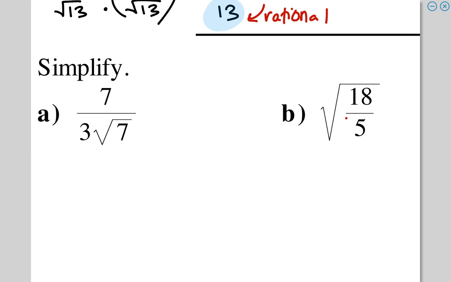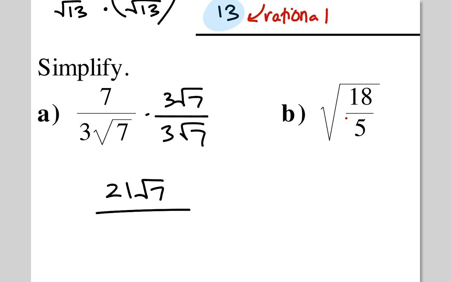All right. A little bit different, but the same. What do we multiply by? 3 root 7 over 3 root 7. Okay, let's take a look at the tops. What's going to happen? 7 and 3 go together, right? 21 root 7.